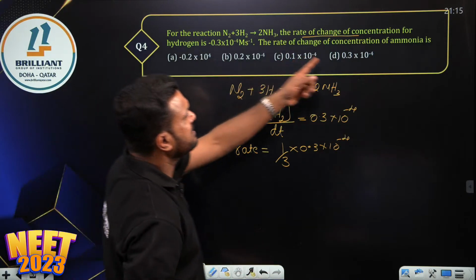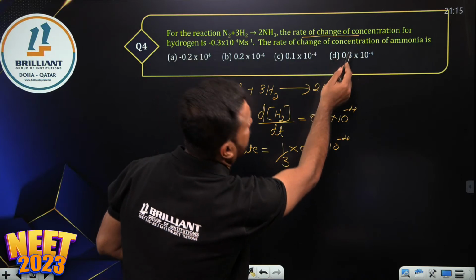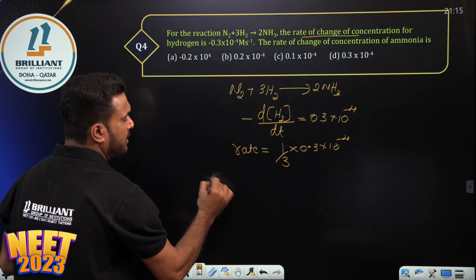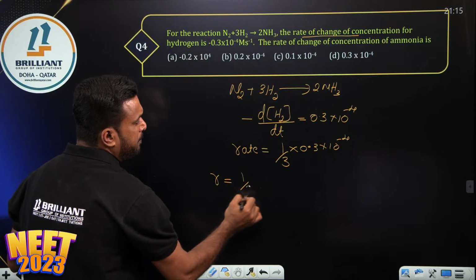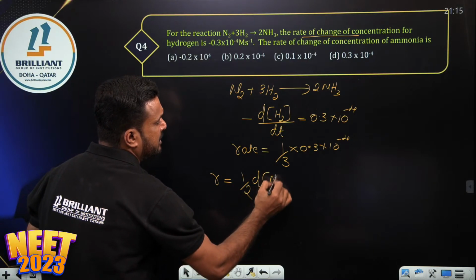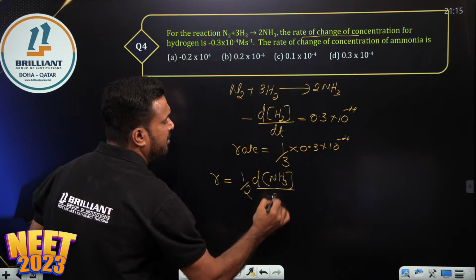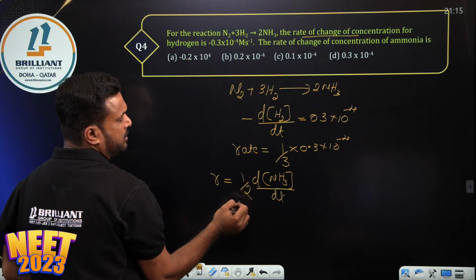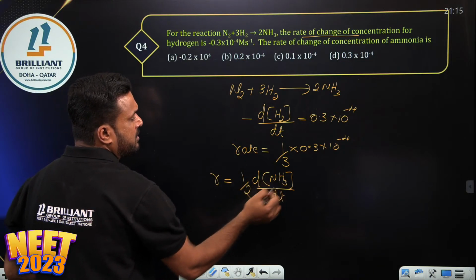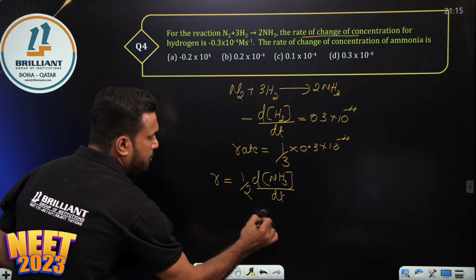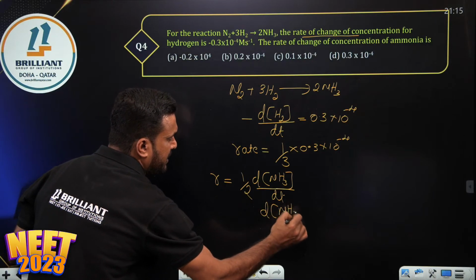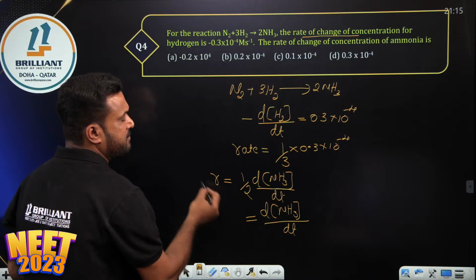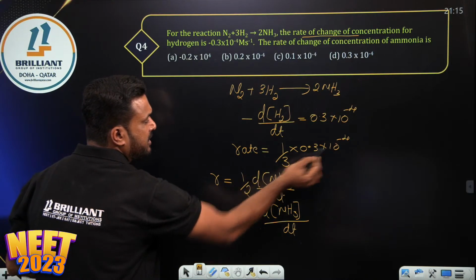This is the rate. But they are asking what is the rate of change of concentration of NH3, ammonia. Now what can we write? Rate is equal to 1 by 2 d of concentration of NH3 divided by dt. This is the way we can relate according to the equation, because there is a coefficient 2. So rate equal to 1 by 2 d of concentration of NH3 divided by dt. Then this 2 will come to the left side, so it will be into 2, and here is the rate.